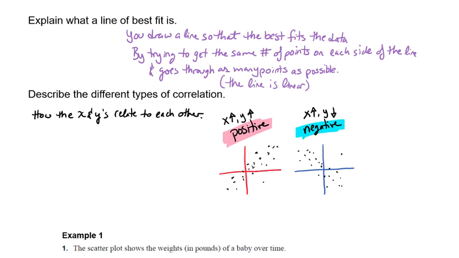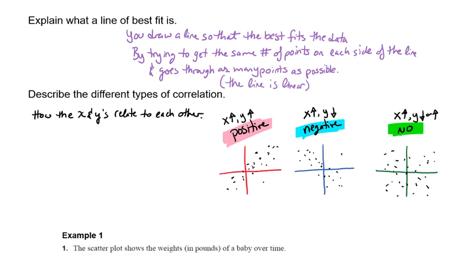We also have a negative correlation. Notice here that on a negative correlation, our dots are all kind of going in a downward pattern. So what that's saying is that as x is increasing, the y is decreasing. As we get farther along the x-axis, our y's go farther and farther down.